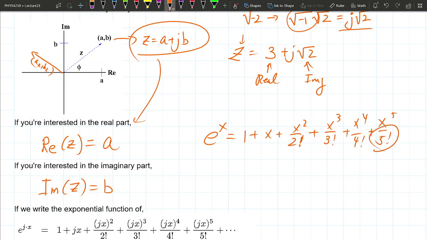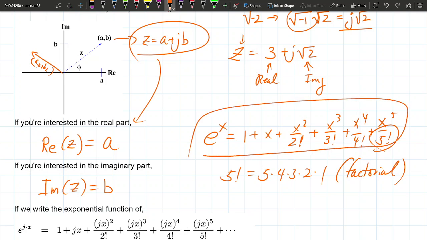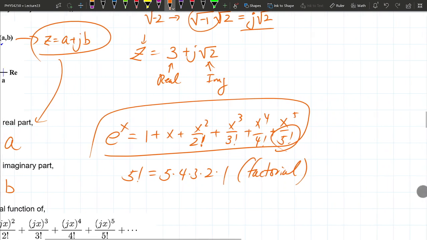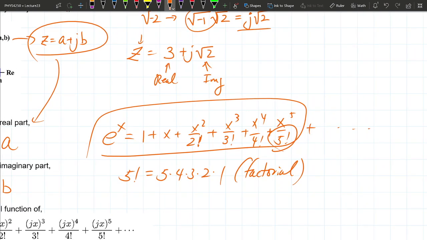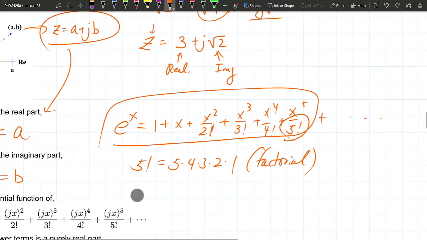This little factorial thing is just a shorthand for writing 5 times 4 times 3 times 2 times 1. This is called a factorial. Anyone who plays poker would know this math, but I guess a lot of people don't play poker anymore. Anyway, that's the definition. That's how you can calculate numerically what an exponential function is. This keeps going into infinity.